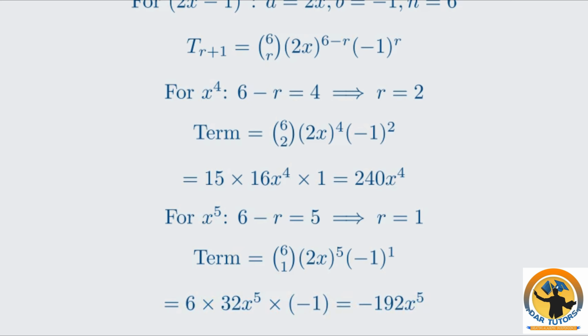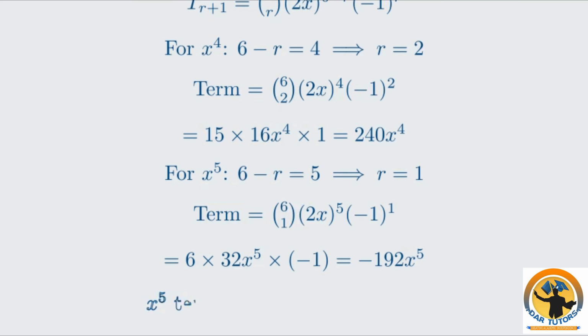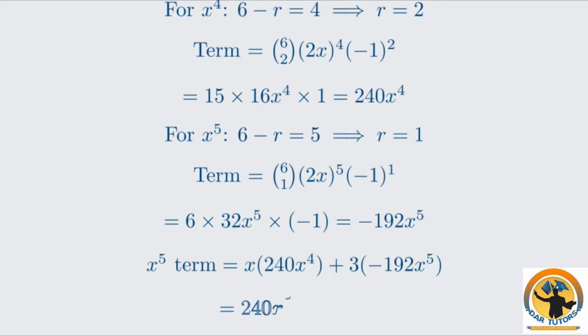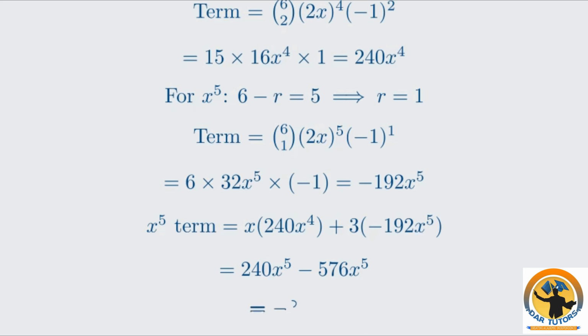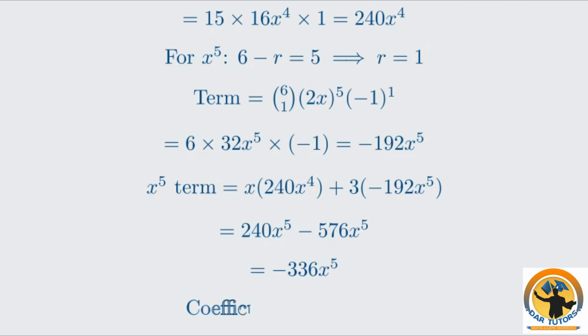Now we combine these with the x plus 3 part of the expression. The x to the power of 5 term is x times 240x to the power of 4, plus 3 times minus 192x to the power of 5. This gives 240x to the power of 5 minus 576x to the power of 5, which equals minus 336x to the power of 5. Therefore, the coefficient of x to the power of 5 is minus 336.